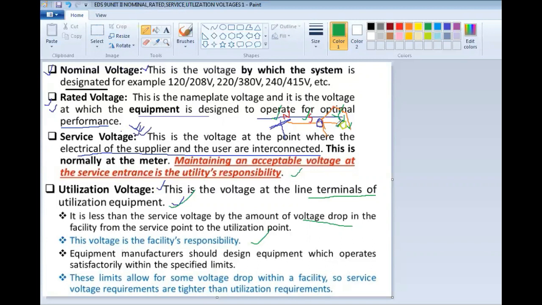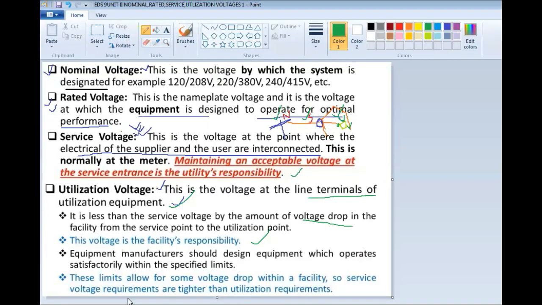So this equipment should operate within the prescribed or specified limits. They will be designed for a certain voltage, but it should operate plus or minus some voltage levels. If it is designed for 230 volts, it has to operate satisfactorily at 218 volts and 242 volts. That is the thing here. And these limits allow for some voltage drop within the facility.